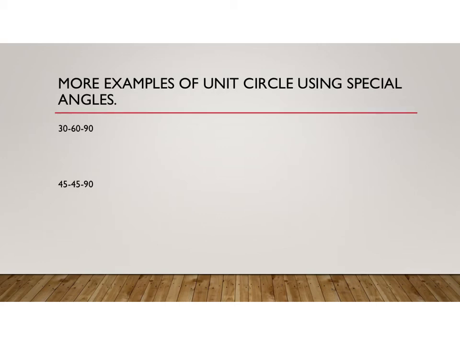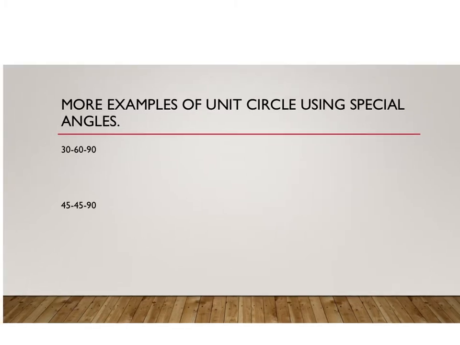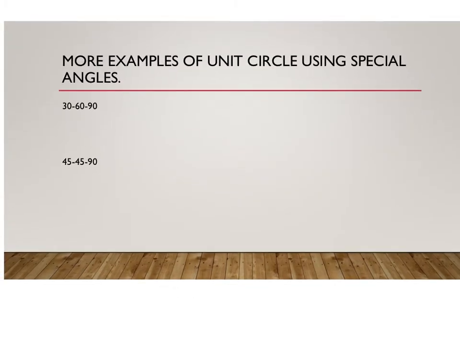So continuing our video on the sine and cosine functions, here's some more examples of unit circle using special angles. Now the two special types of triangles we're going to talk about are a 30, 60, 90 triangle, which is a triangle that looks like this. This would be 30 degrees, 60.